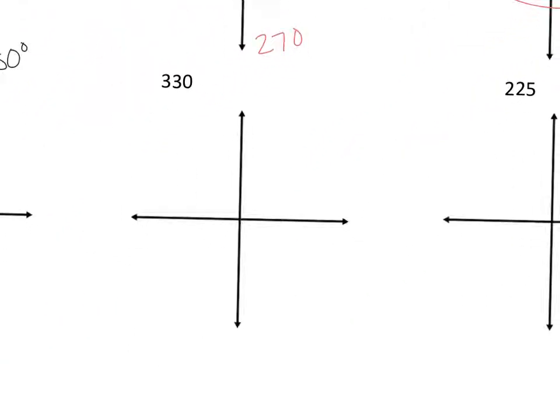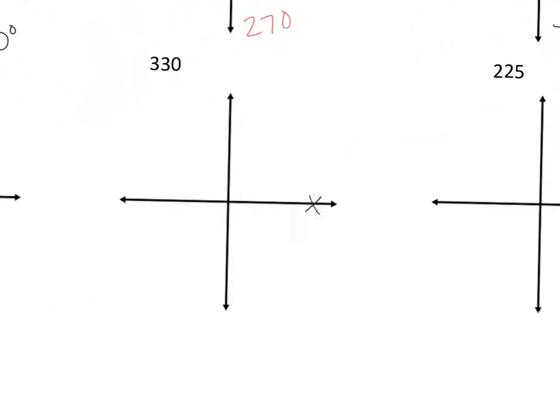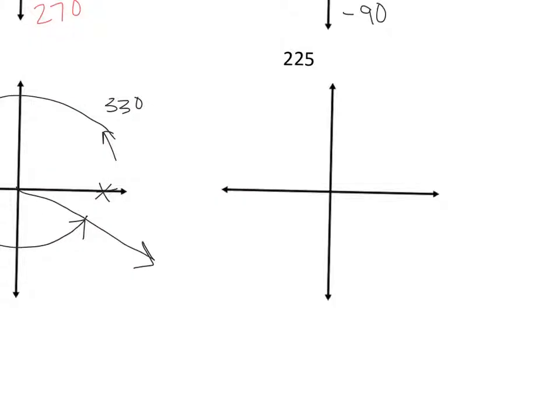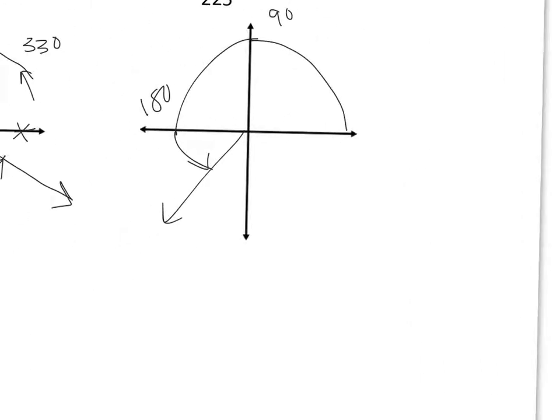And then 330, you're going to start right here. It's positive, so you're going to go up. You're going to go almost all the way around to 360. You're going to be 30 degrees short of 360. So this is positive 330. And then positive 225 is go up 90, more to 180, and then go 45 degrees more. So this is 225. And then the last one, that's it.